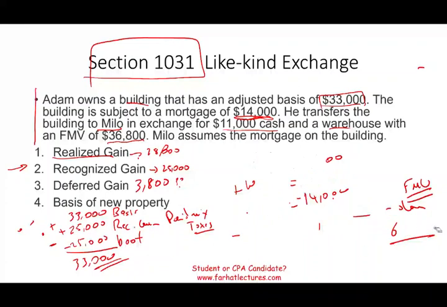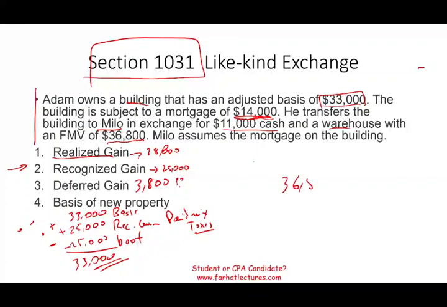Now, this is the basis method. Let's take a look at the fair market value method. How would we solve this problem if we want to use the fair market value method? Well, the fair market value method, as the word suggests, is the fair market value of the asset that you received, minus any deferred gain, minus 3,800, and that's going to give us 33,000, which should be the same.